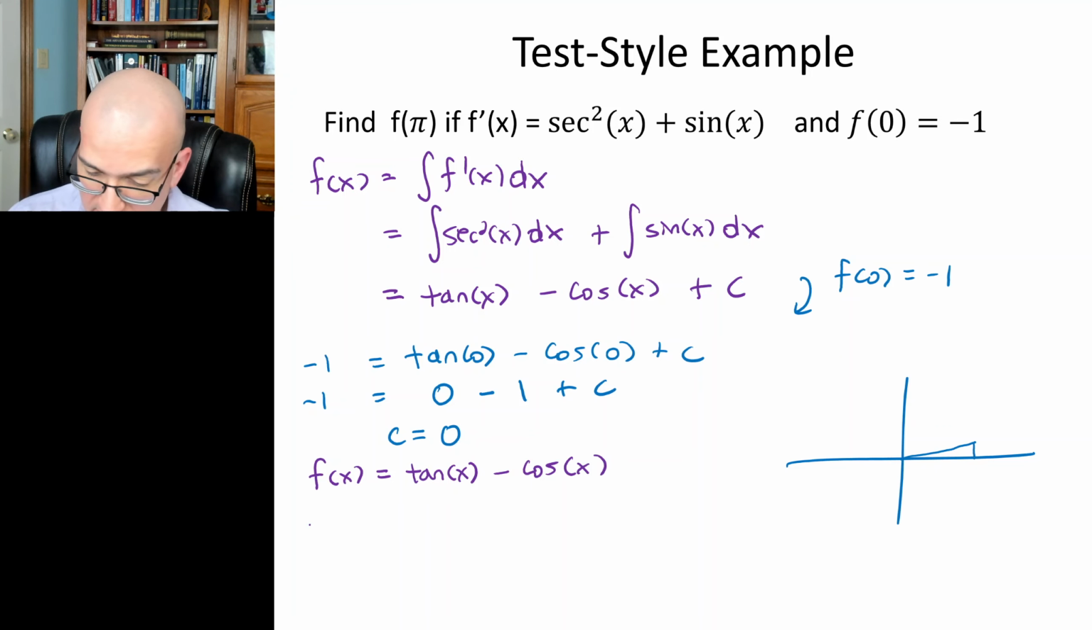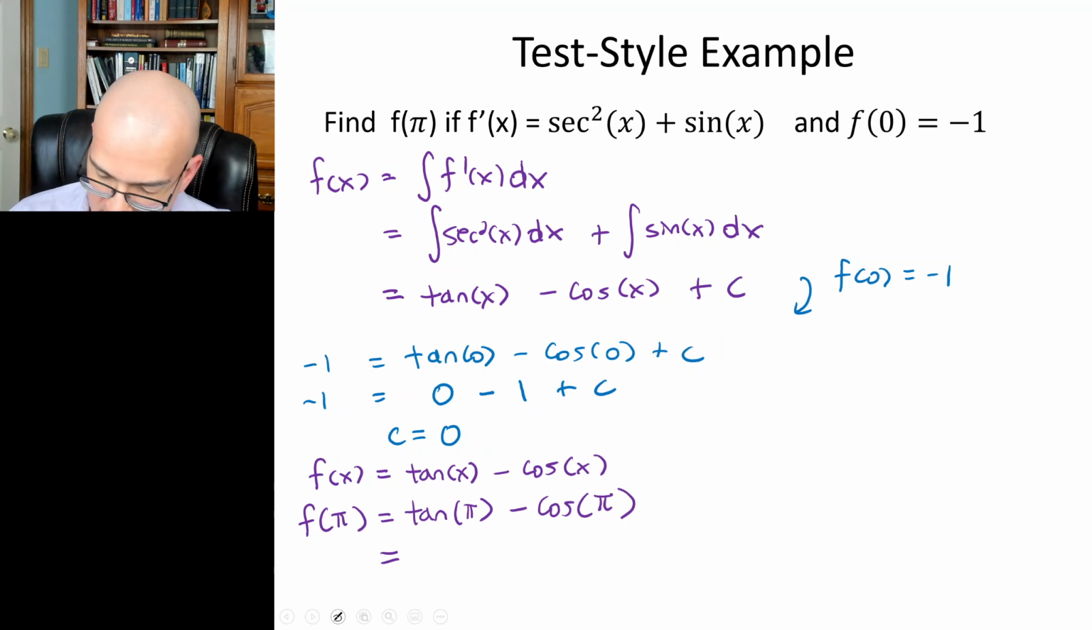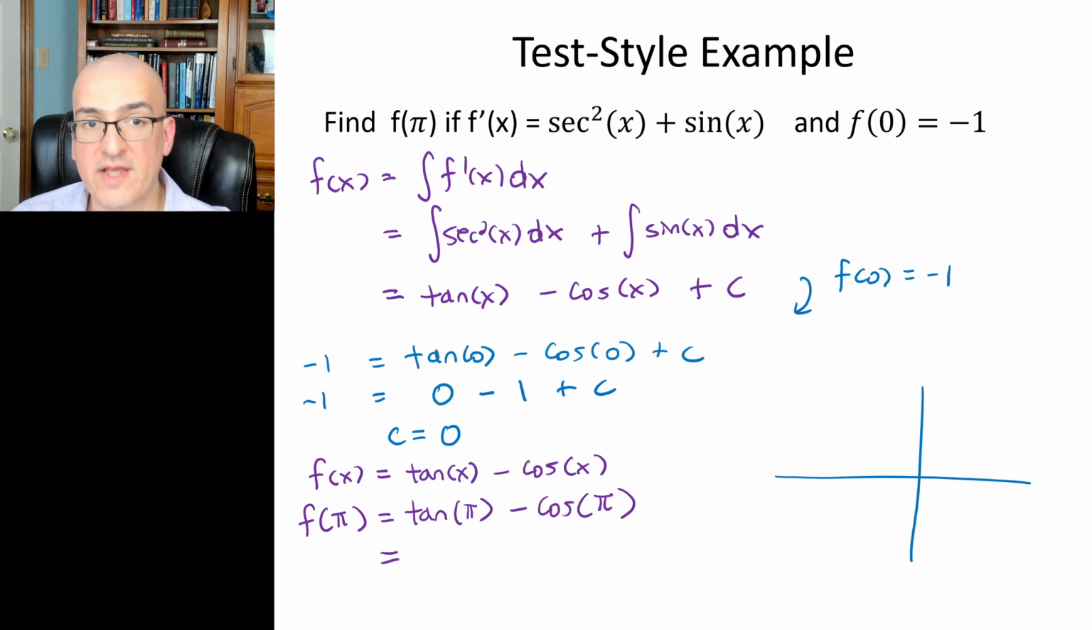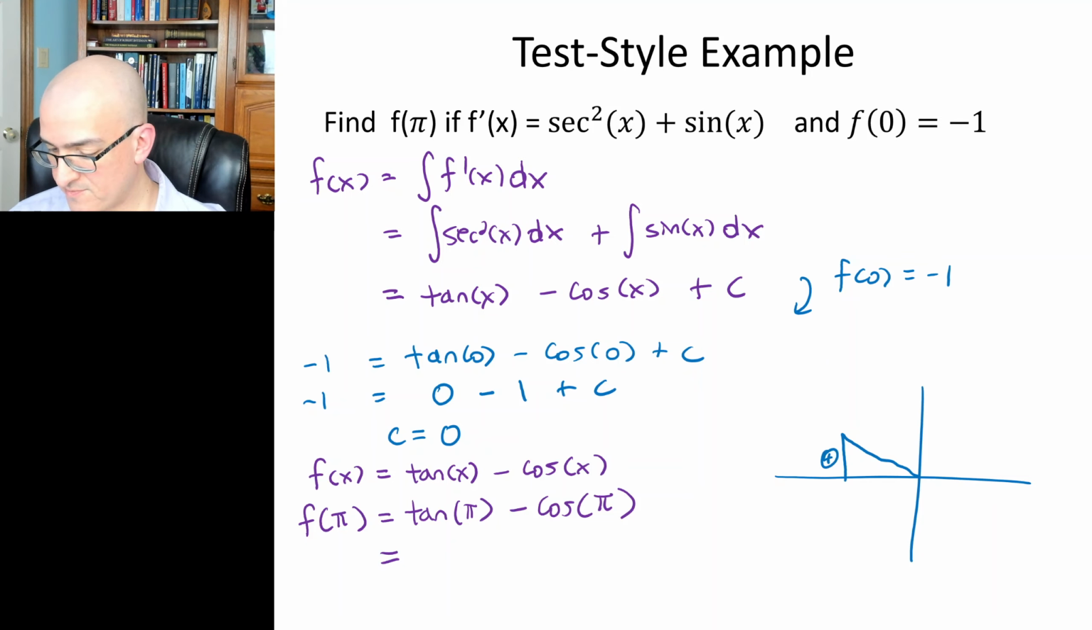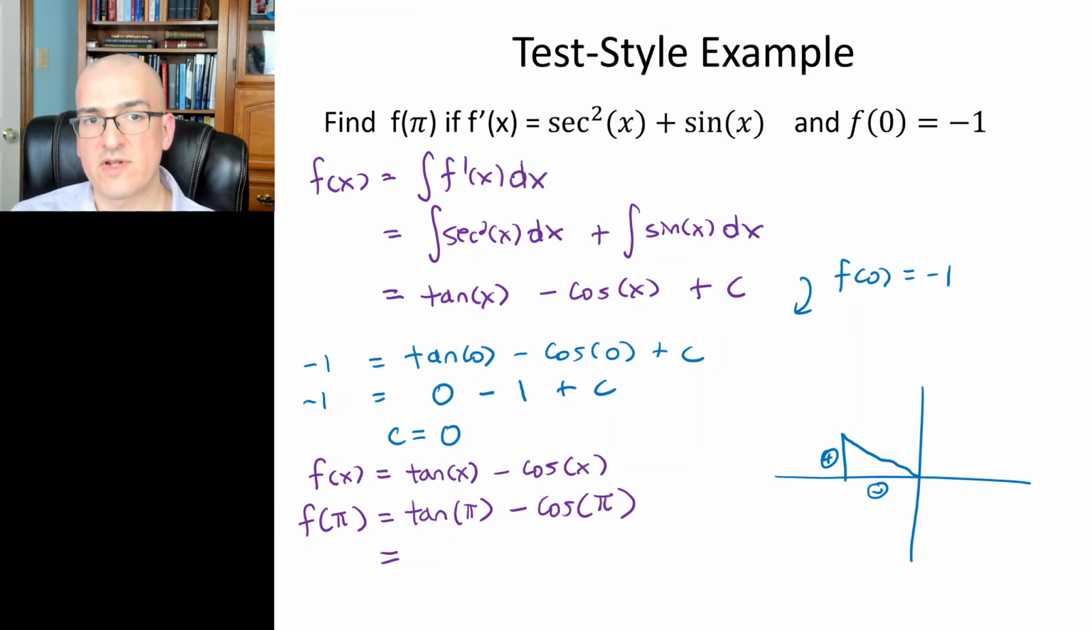Now, what is f of pi? F of pi is equal to tan of pi minus cosine of pi. So I'll draw another little quick picture. What's tan of pi? Pi is 180 degrees, so we're out over here. In that direction, the opposite is positive, but getting small. The adjacent, which is in the x direction, is negative. We're on the negative x side. We're on the negative x part of the number line.